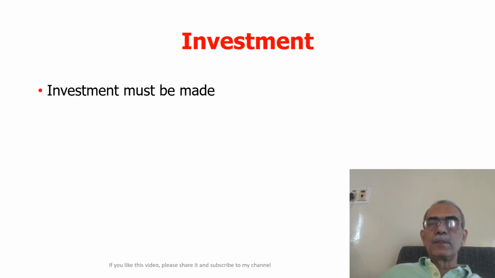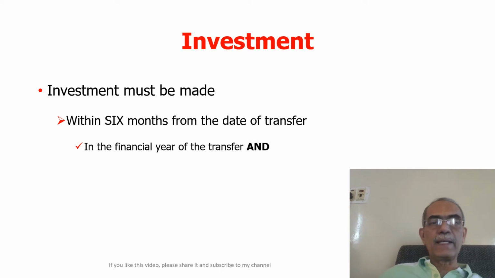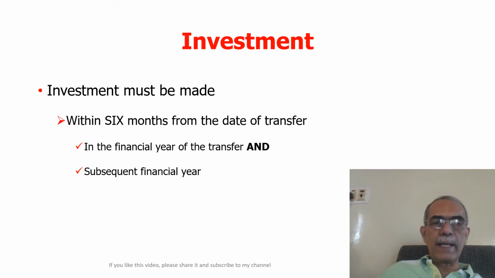Now this investment under section 54EC must be made within a period of 6 months from the date of transfer of the asset. Now this 6 months may fall within that particular financial year or the subsequent financial year. For example, if the asset is sold in April, then within 6 months, that means before 31st October, the investment has to be made. On the other hand, if the asset is sold say in February, then the investment must be made within 6 months, that is within next August, either August or within that financial year itself.